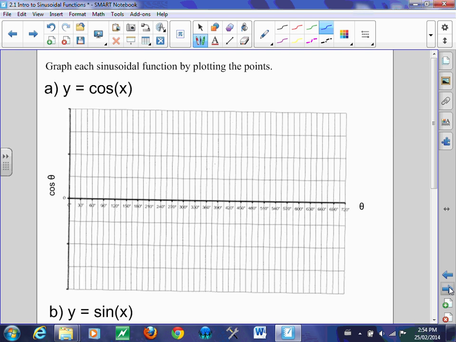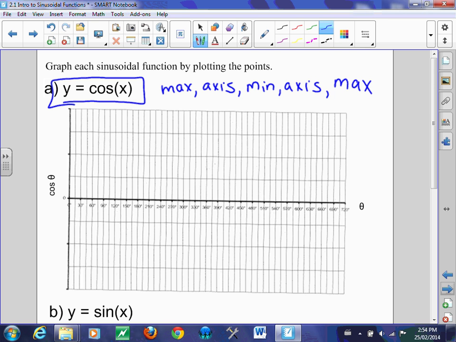And we'll go through those as we get going. But to remember your basic formulas, I want to just express these separately. So cos x, you always start at your max, and you go to your axis, then you go to your minimum, then back to axis, and lastly, you're up at max. So there's 5 key points, okay?